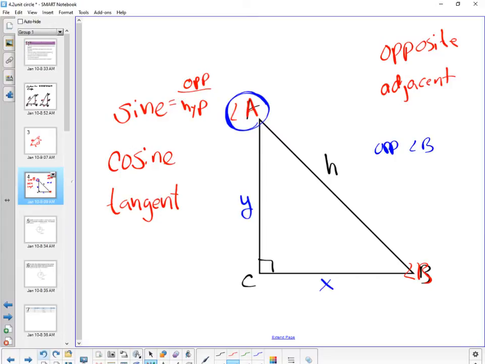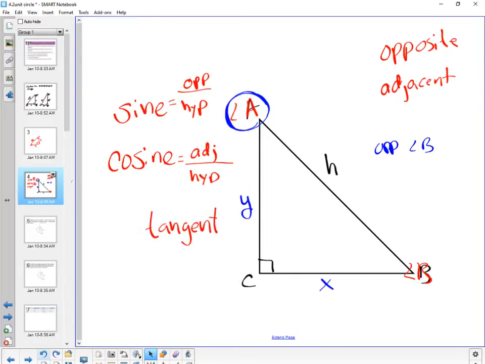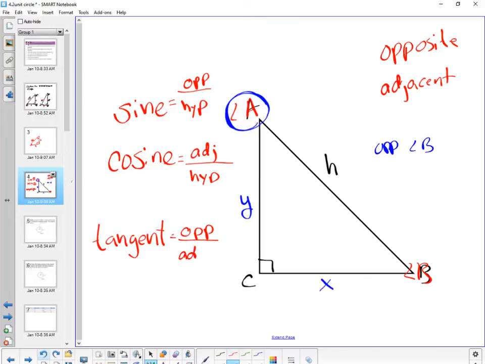the ratio for cosine is going to be the length of the adjacent side divided by the hypotenuse. And then your tangent will be the length of the opposite side divided by the adjacent side. Okay?